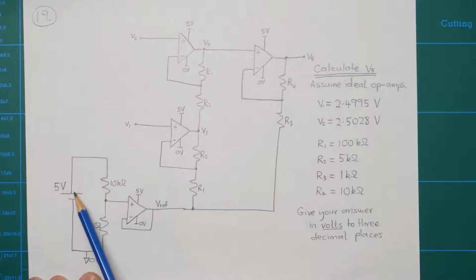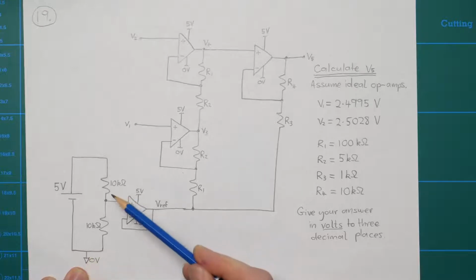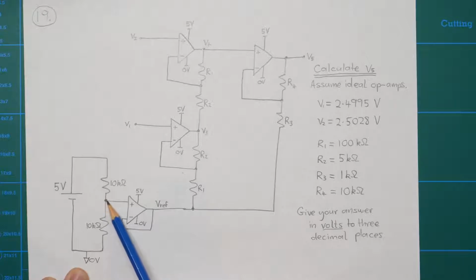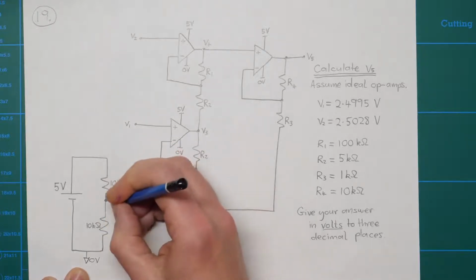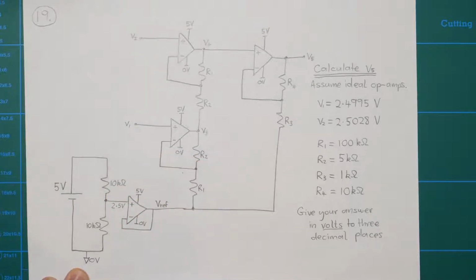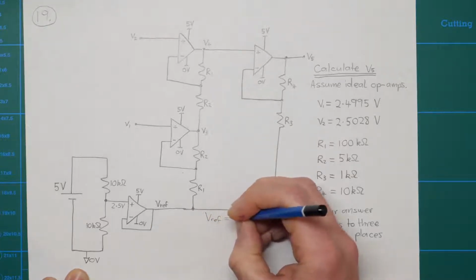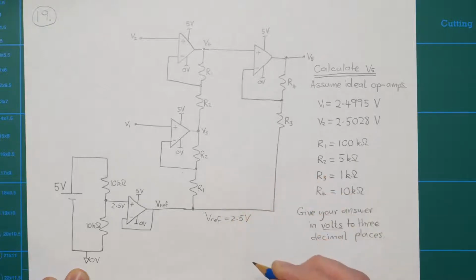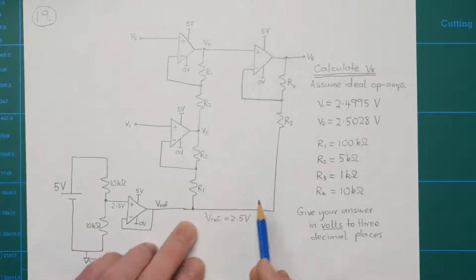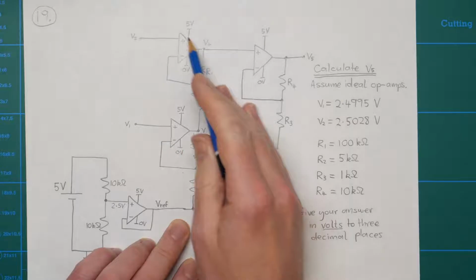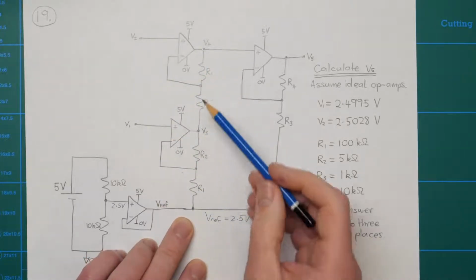You've got a 5-volt supply here, tied to ground at this point, so 0 volts at the bottom, and these resistors are both 10k resistors, so we know this is going to give us half of the 5-volt voltage, so this here will be 2.5 volts. Because we've got a unity gain buffer here, this voltage is also going to be 2.5 volts, so this is Vref, 2.5 volts.